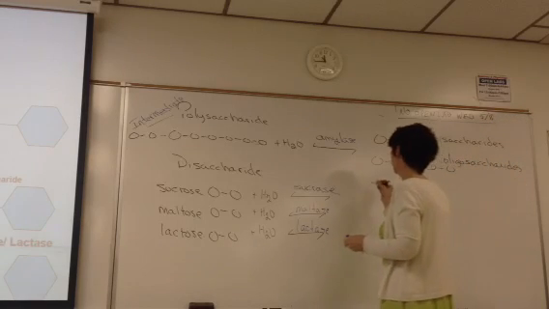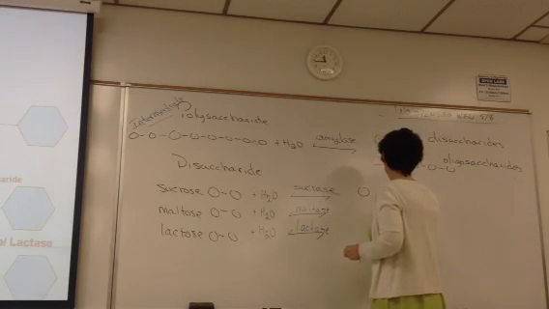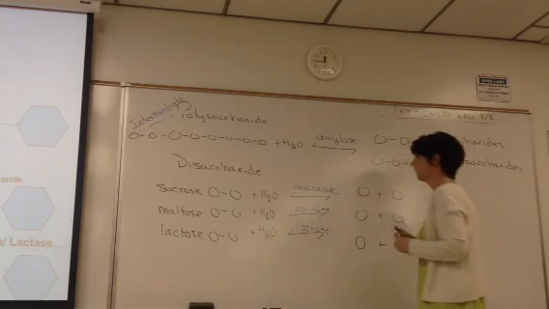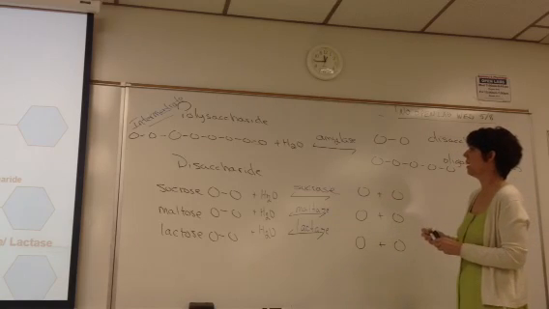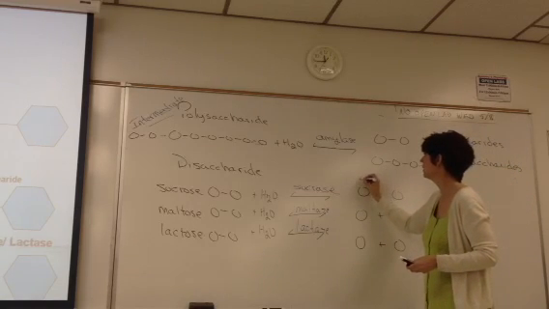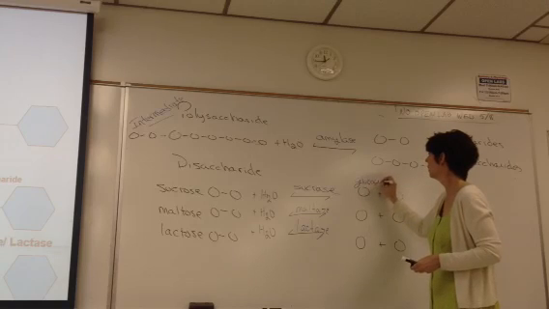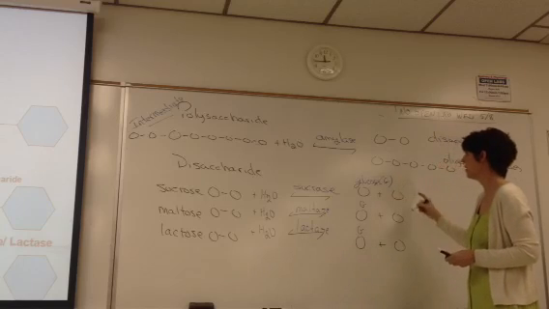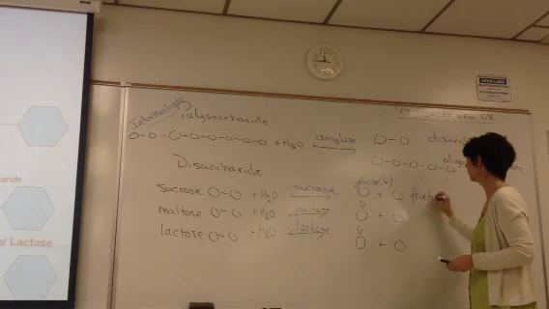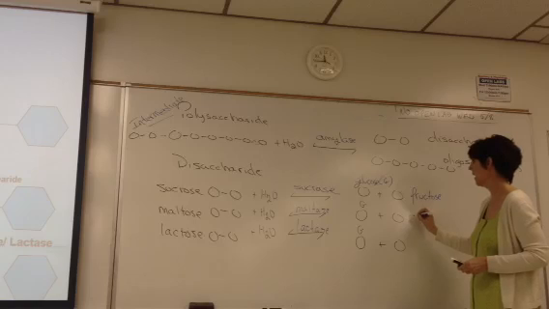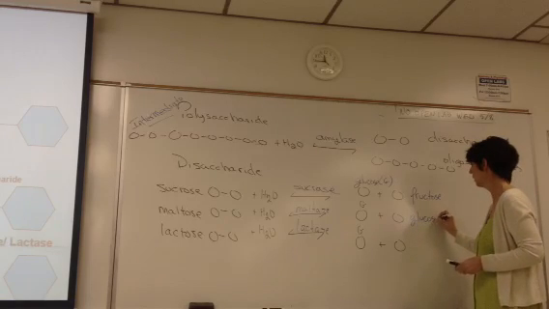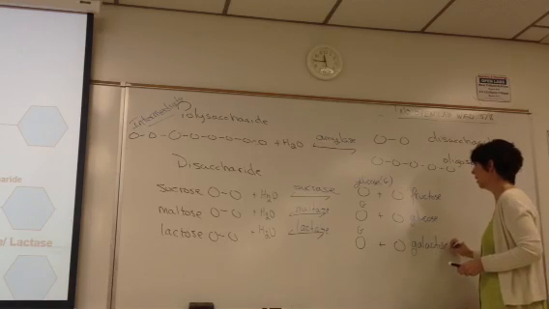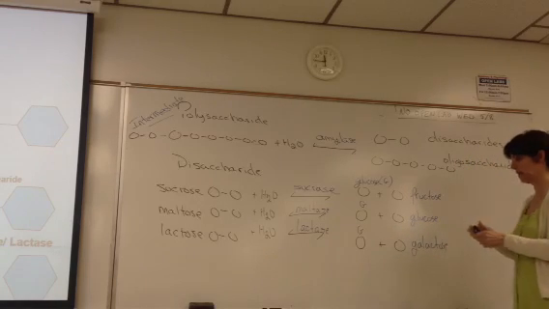And then our products are going to be monosaccharides. So every disaccharide here has glucose. And then sucrose also has fructose. Maltose has another glucose. And lactose has galactose. So these are now monosaccharides, or simple sugars.